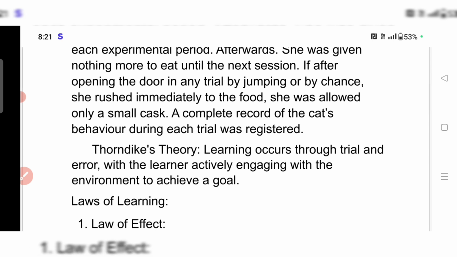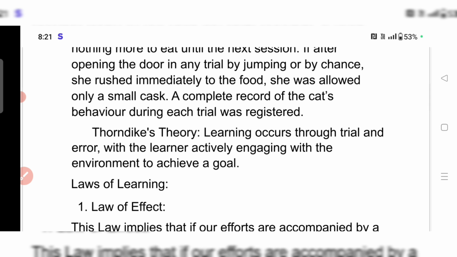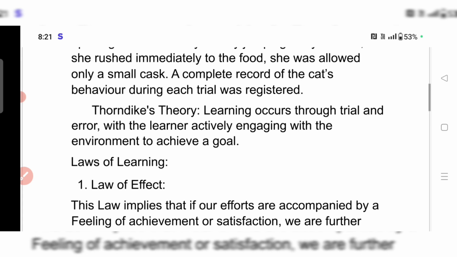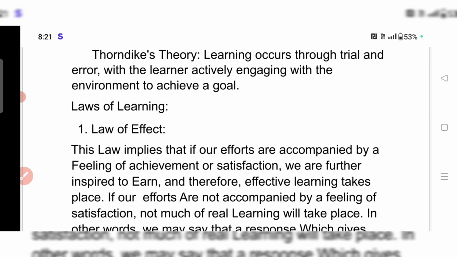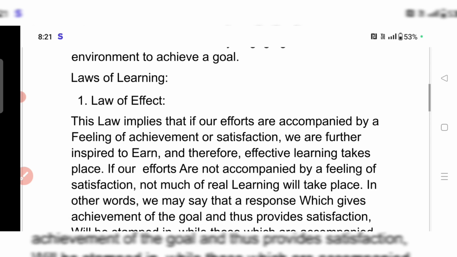Afterwards, she was given nothing more to eat until the next session. If, after opening the door in any trial by jumping or by chance, she rushed immediately to the food, she was allowed only a small bit. A complete record of the cat's behavior during each trial was registered. So in this theory, learning occurs through trial and error, with the learner actively engaging with the environment to achieve the goal.